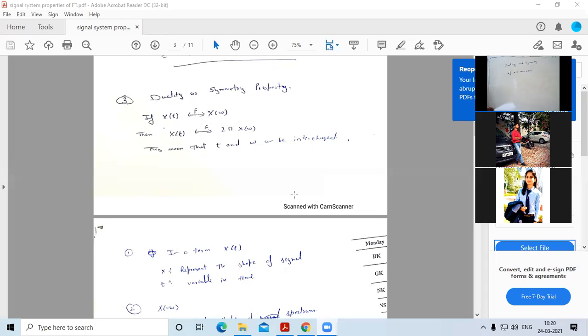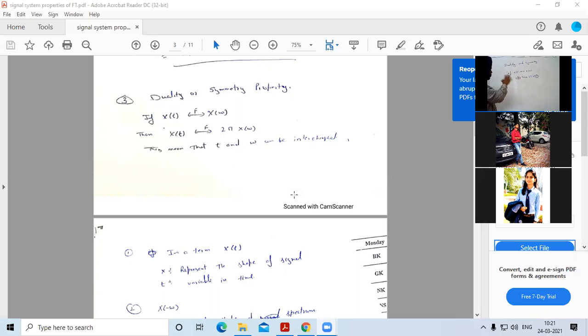Okay, then we will write down X(t), its Fourier transformation is 2 pi x(minus omega). So we have to prove this property. x(t) Fourier transformation is X(omega). X(t) Fourier transformation is equal to 2 pi x(omega). So this means that t and omega can be interchanged. Means we will change the t and the omega. These are the interchange things in the duality property.